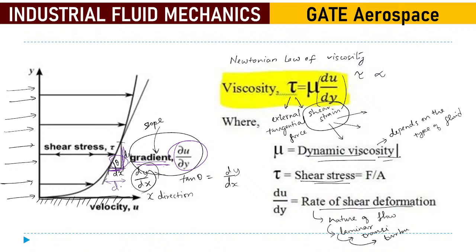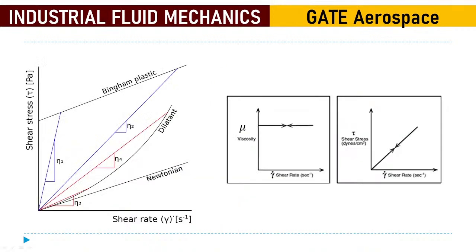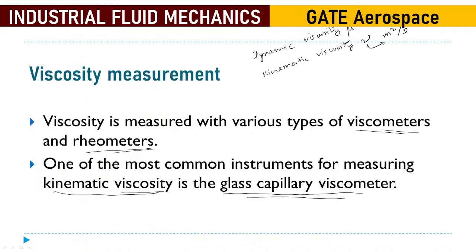This dx is nothing but du, right? So du by dy, that is nothing but tan theta. So theta is tan inverse of dy by du. So you can find the slope. It's nothing but the reverse of this. Okay. So similarly you can find it for different flow regimes, right?